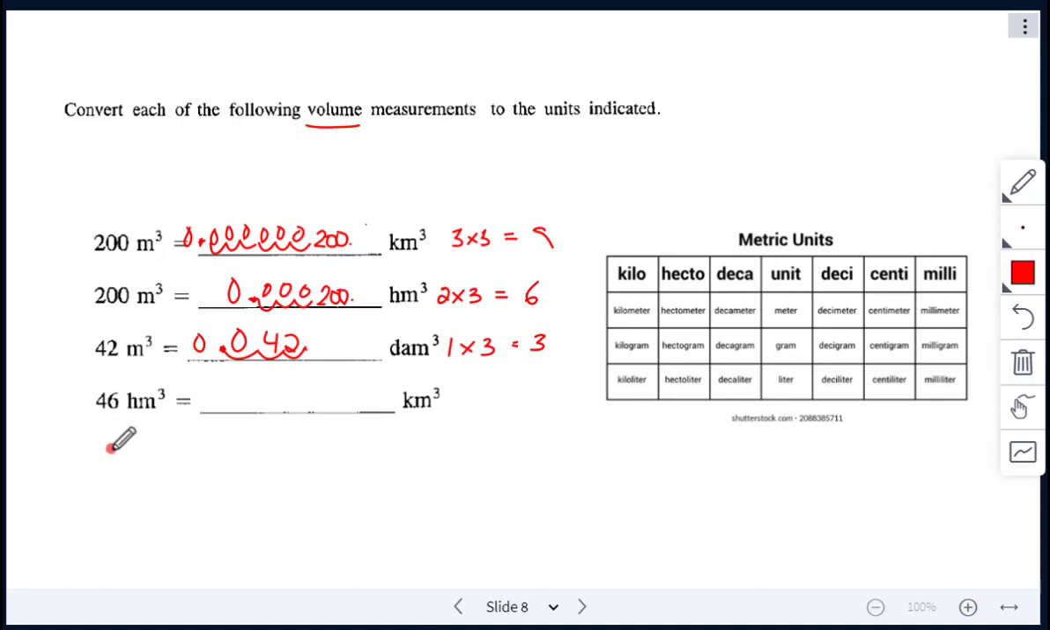All right, 46 hectometers cubed is here, and we need to move it to kilometers. That's 1 to the left, but because it's volume, we have to do it 3 times. So it's actually going to be 3 to the left. So 46. There's my current decimal point. I'm going to move it 3 to the left. 1, 2, 3. There's the new decimal point. So 46 hectometers cubed is equal to 0.046 kilometers cubed.